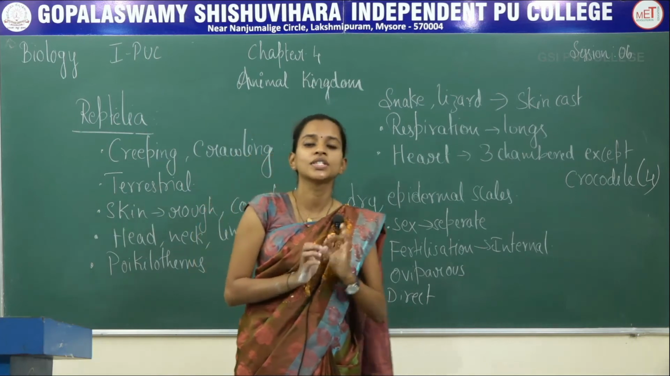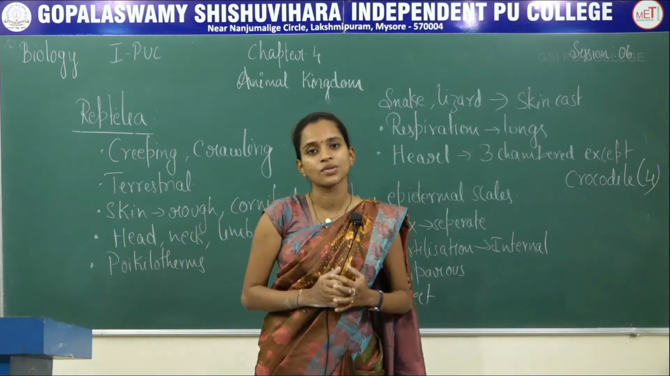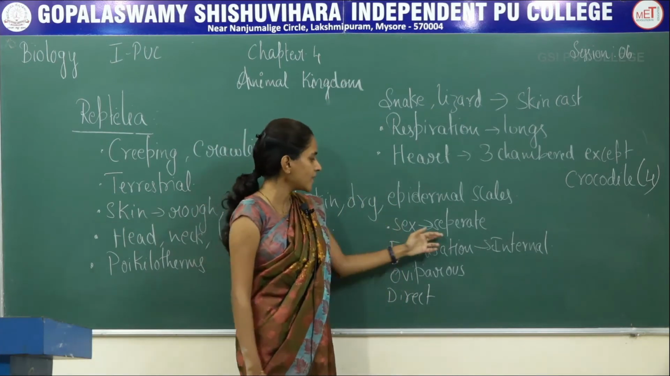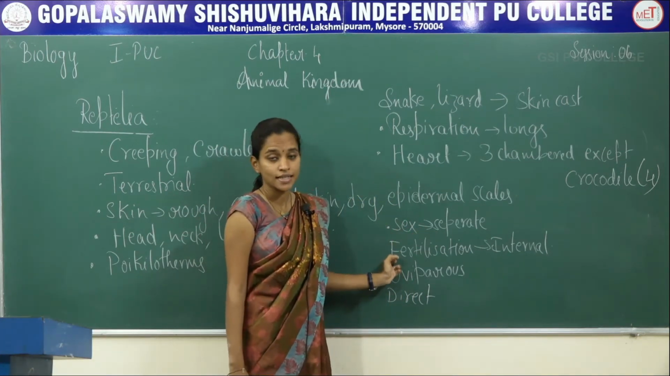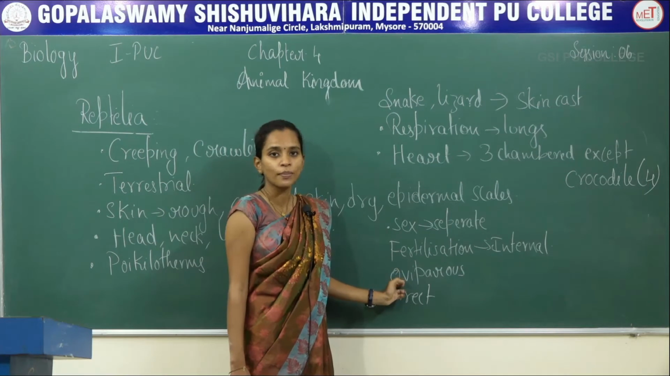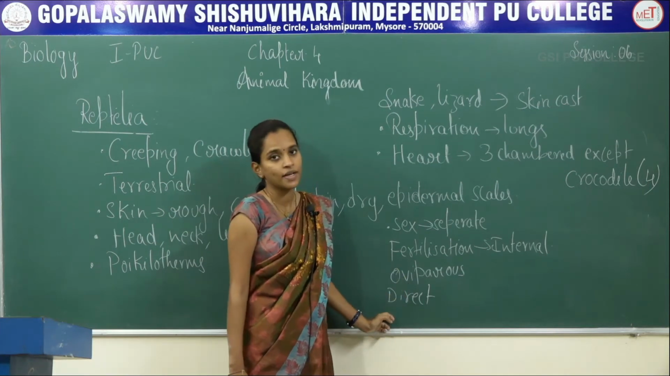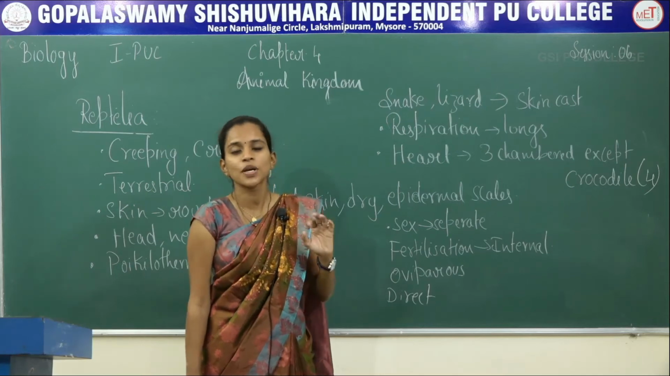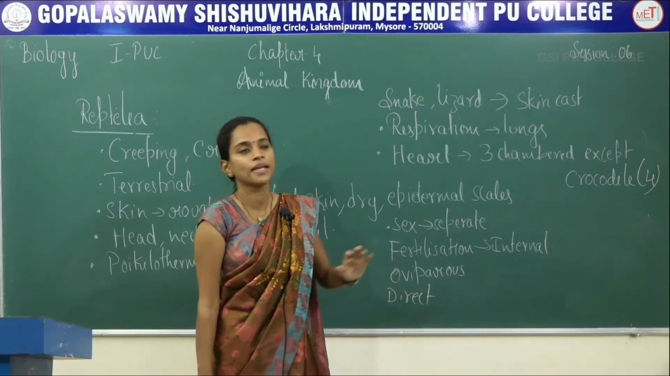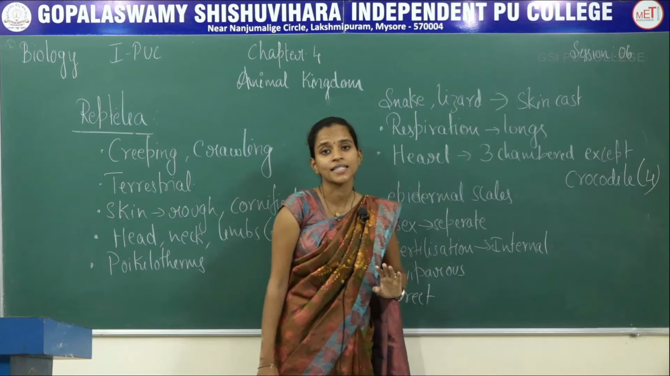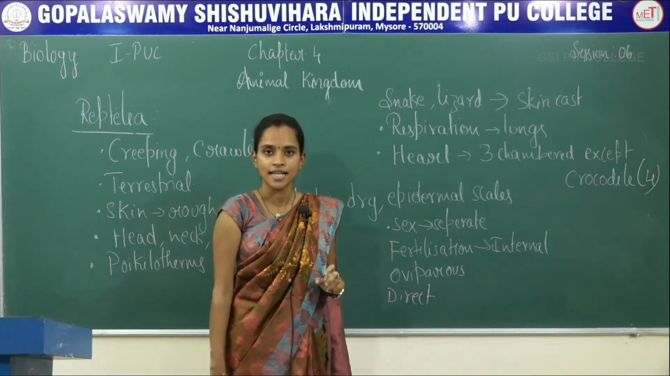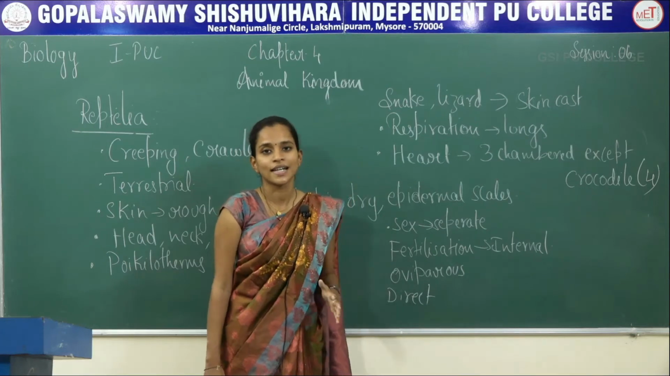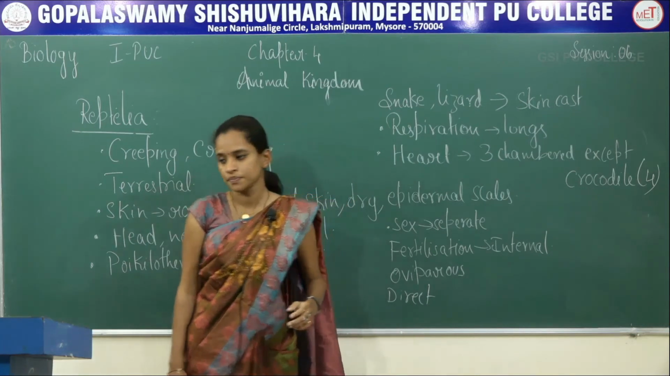They have a heart which is 3-chambered except in case of crocodiles which have 4-chambered. Their sexes are separate. Their fertilization is internal. These are egg-laying or oviparous organisms and their development is direct without any larval stage. A special character only restricted to reptilia is having skin cast in case of lizards as well as snakes. Next we'll study a few of the examples restricted to class Reptilia.